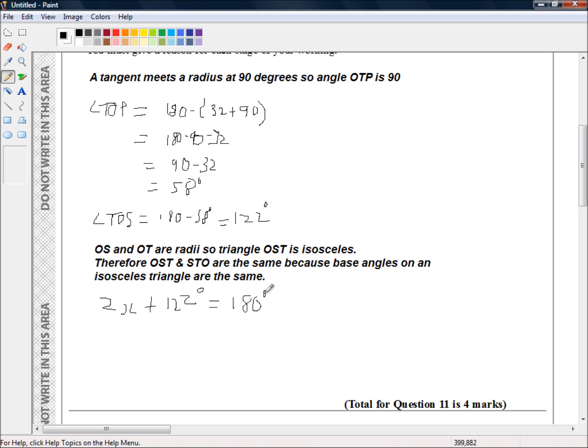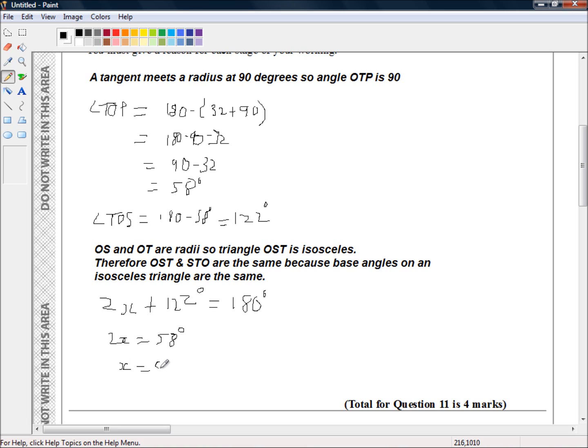And we don't need a calculator to work out 180 minus 122 because we already know that from here, because 180 minus 58 is 122. So 122 plus 58 is 180. Therefore, 180 minus 122 is 58 degrees. So 2x is equal to 58 degrees. You can check on a calculator if you don't believe me.